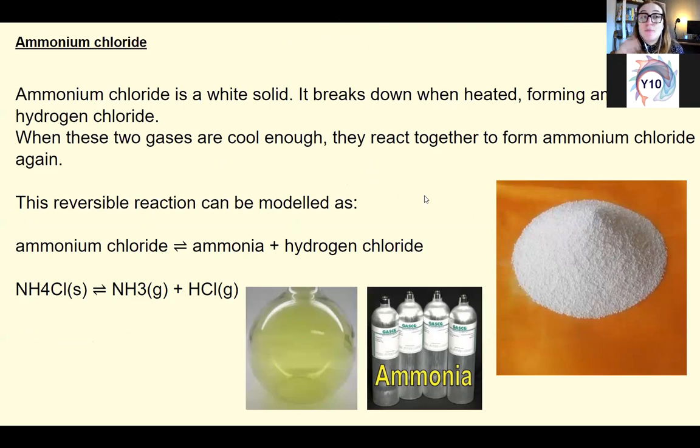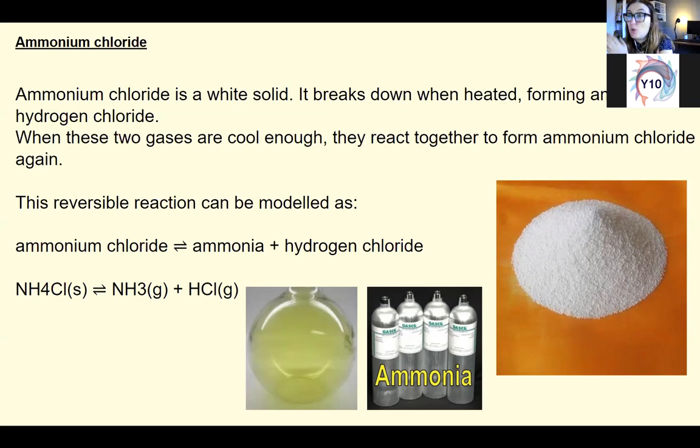is the reaction of ammonium chloride. Ammonium chloride is this white solid that's just below my face here, and it's pretty nothing when you look at it. Now, what happens when you heat it is it breaks down, it decomposes, and it forms ammonia and hydrogen chloride. And those two are gases. So you heat this white solid, and you create these gases.